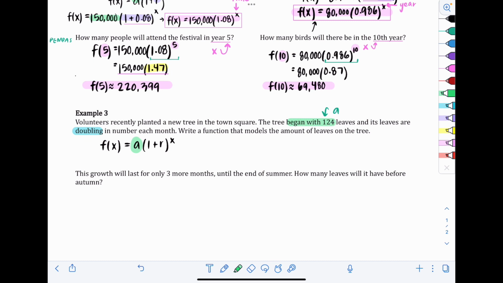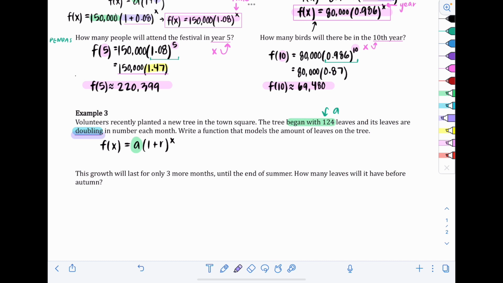And then if we look through this problem, we read through it again, there's no percent in there. There's no increasing by 4% of their leaves or 50% of their leaves or something. But it does tell us that the leaves are doubling. So if you see a word like doubling or tripling or anything like that, that's not only our indicator word for increasing, it also tells us our rate.